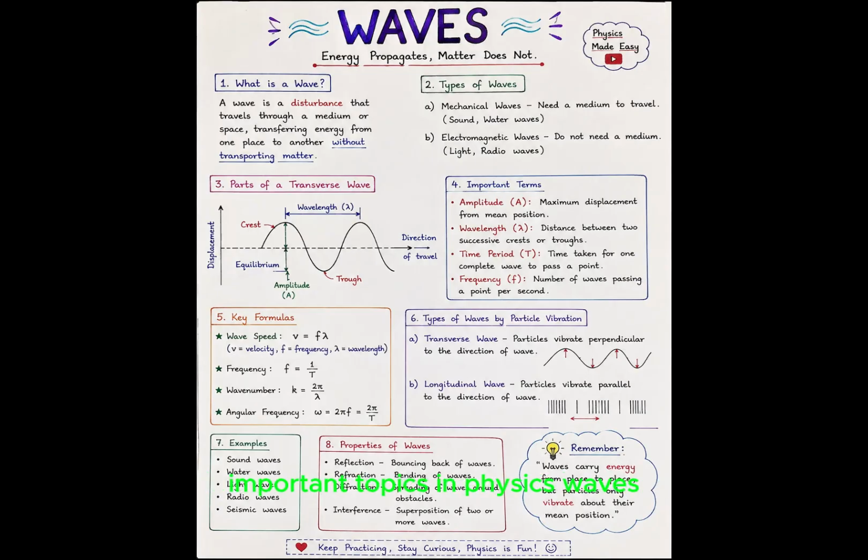In this lesson, we are going to explore one of the most important topics in physics, waves, especially mechanical waves and electromagnetic waves, along with their classification and real-life applications. A wave is basically a disturbance that travels from one place to another, carrying energy without actually transporting matter. This is a very important concept because it explains how energy moves in different forms around us, like sound, light, and even radio signals.